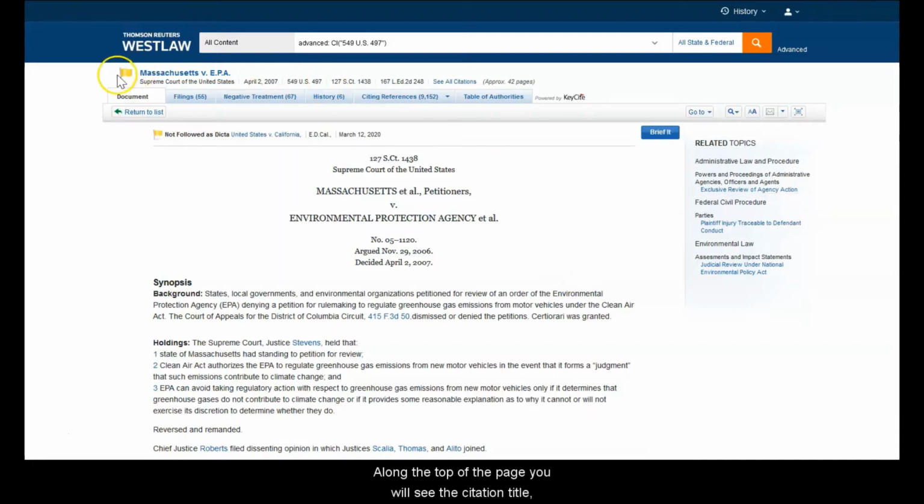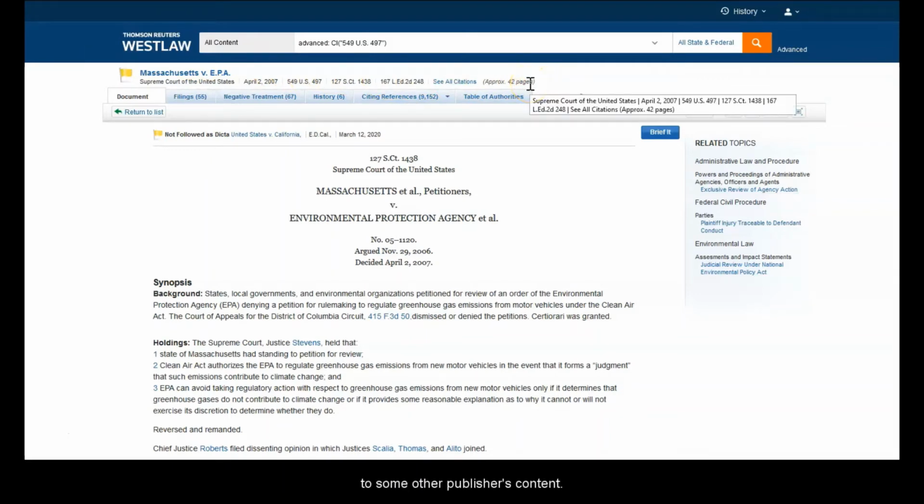Along the top of the page, you will see the citation title, the court level, the date of the decision, the citation to the official reporter, and some other citations. These are called parallel citations, and they are to unofficial case reporters. They're included because not everyone used to subscribe to the United States Reports, but perhaps to some other publisher's content.